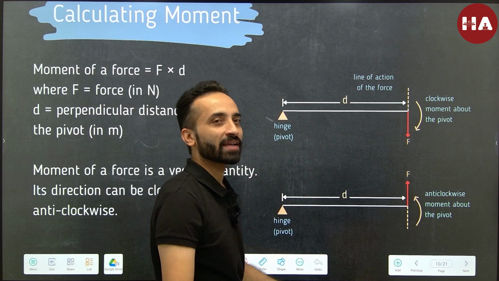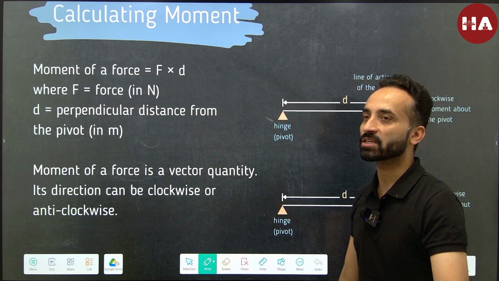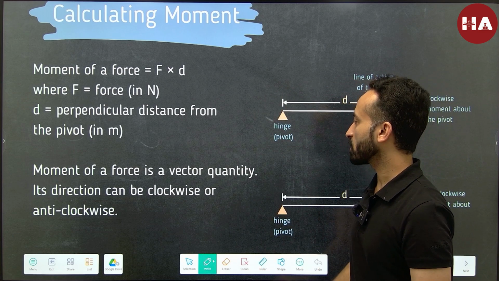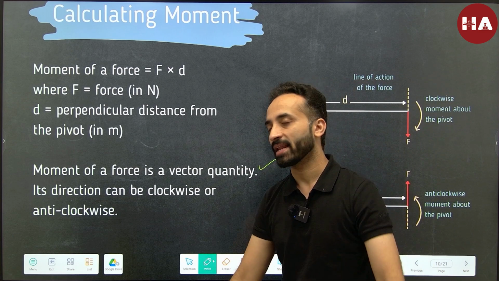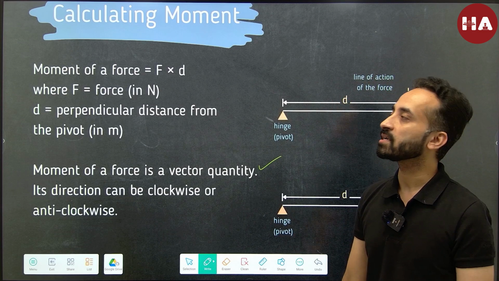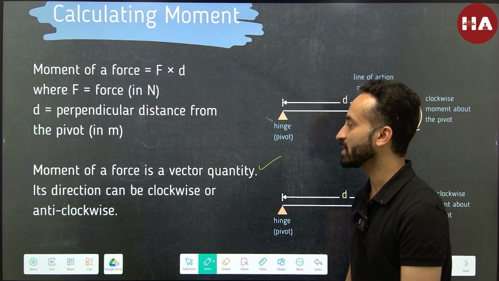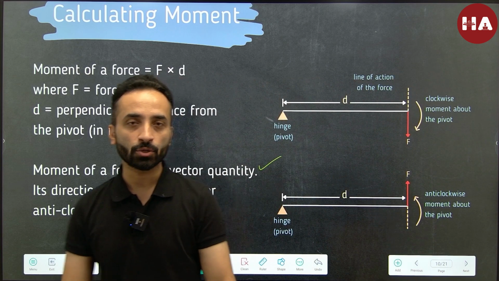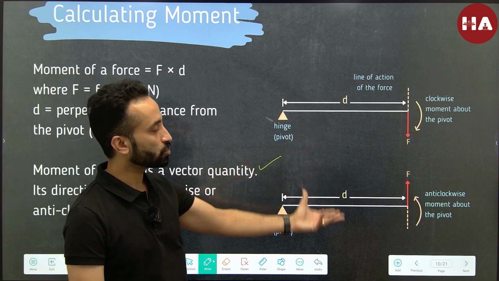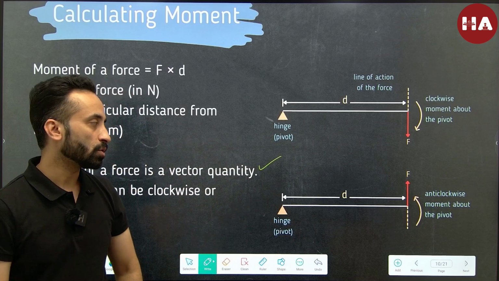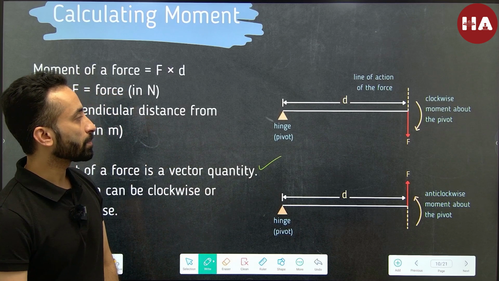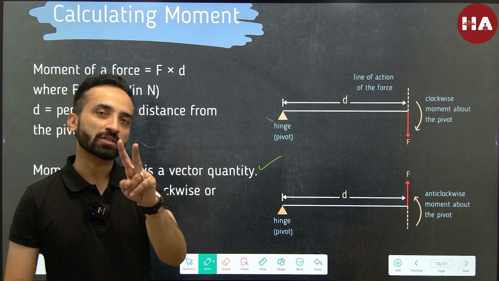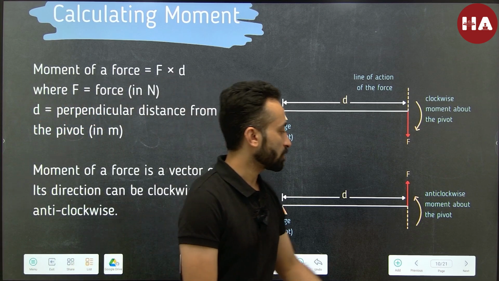So keep that in mind. There are two ways of specifying the direction of turning effect. One is clockwise, the other is anti-clockwise. Since it possesses a direction, direction becomes important. It is a vector quantity. Its direction can be clockwise or anti-clockwise. Rest I have explained to you. That's what I have written, the two senses of moment that you can have. You can copy this down or just write it very briefly, that there are two possible directions, clockwise and anti-clockwise.